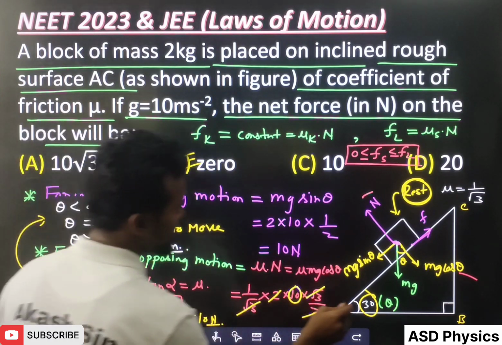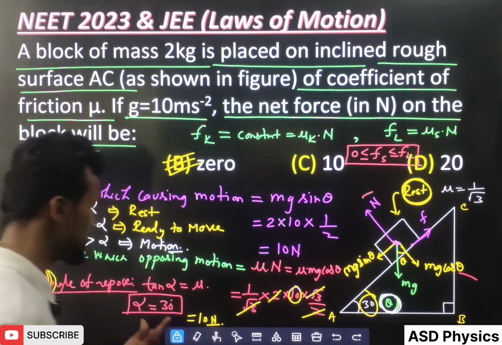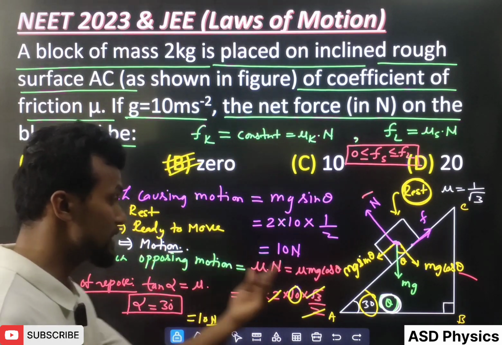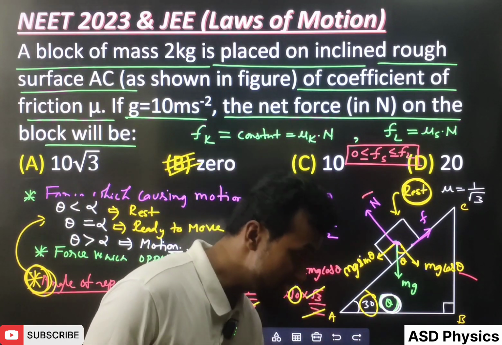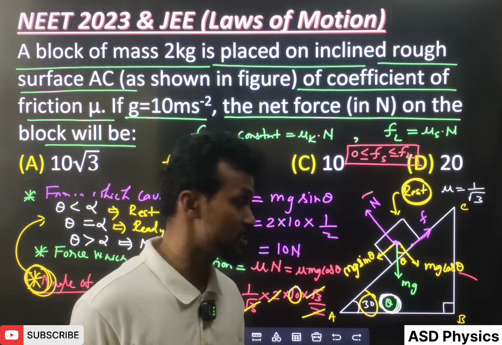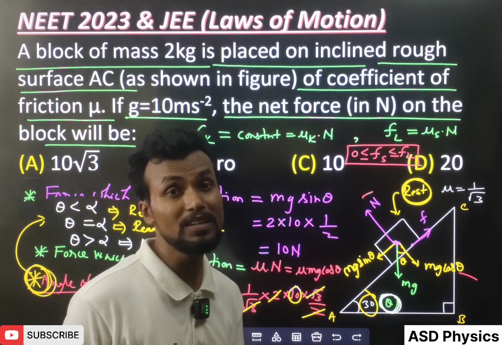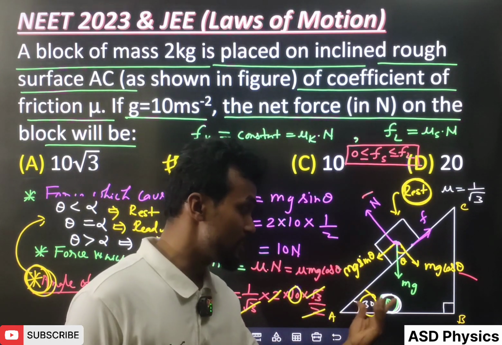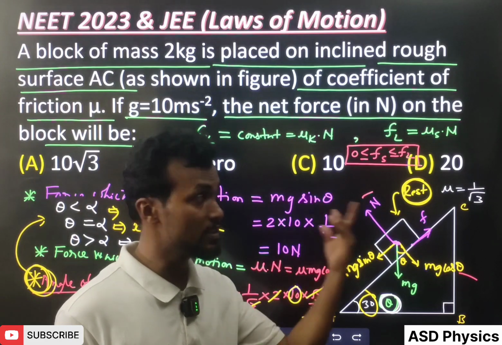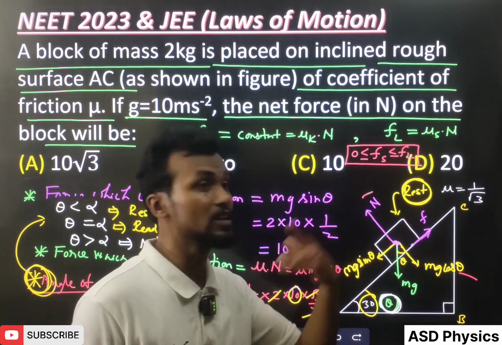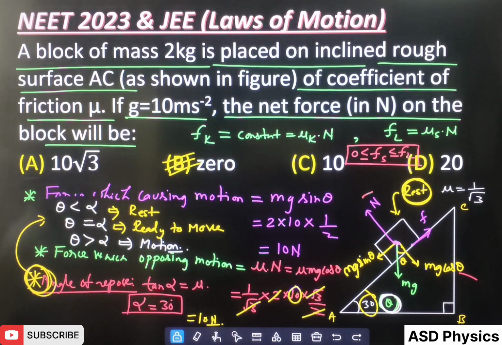So what is this? This is the theta here, and this is the alpha. If this angle is less than 30 degree, the block will be in a rest situation. Angle equal to 30 degree, the block will be just ready to move. And when this angle theta is greater than 30 degree, then the block will be in motion, and kinetic friction will be available. Kindly see very well here.